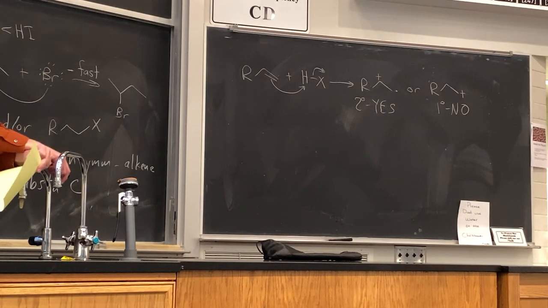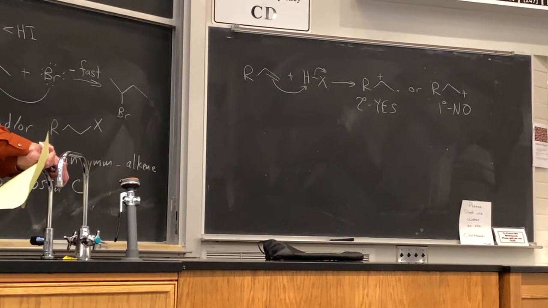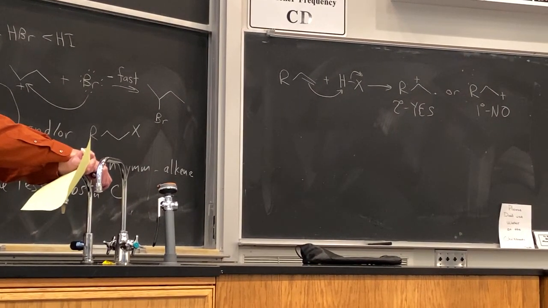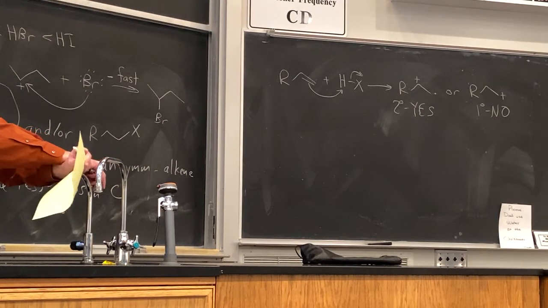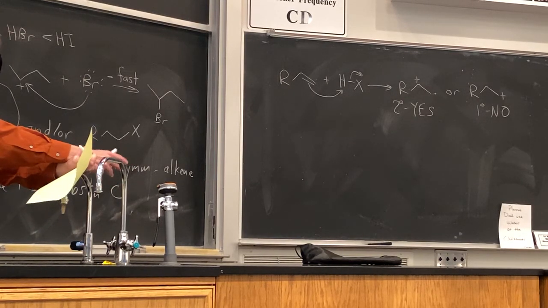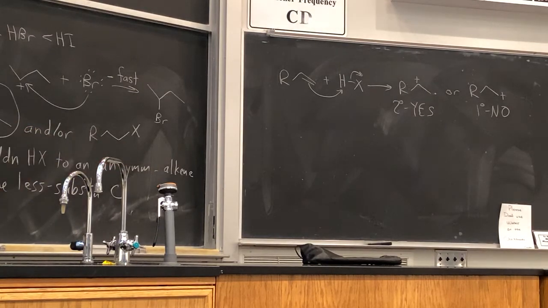Yes, please. Okay, so Hammond's postulate tells us that in an endothermic reaction, the transition state more closely resembles the products. And so the transition state leading to the more stable product will be lower in energy. And therefore, you have a lower energy of activation, and it is formed faster. Very good. So we have an energy diagram showing us that.